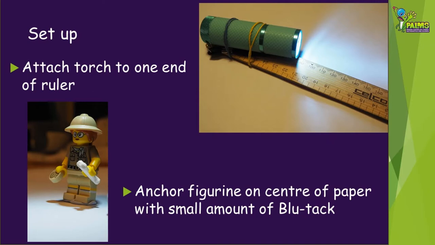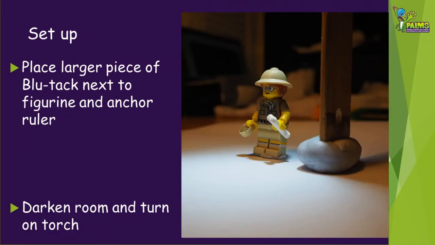To get set up, you'll need to attach the torch to one end of a ruler using the elastic bands. You'll then need to place your figurine in the centre of the paper and use a small amount of blue tack to stop them falling over. Place a larger piece of blue tack next to the figurine and anchor the ruler so it's vertical with the torch facing down onto the figurine. Then you can get started.